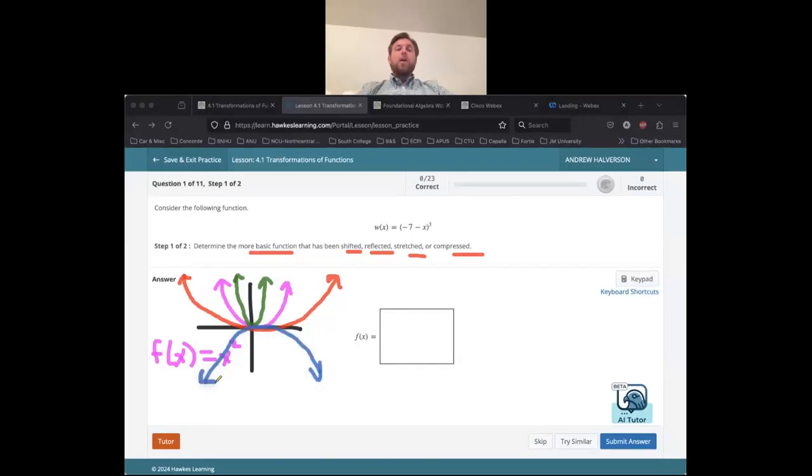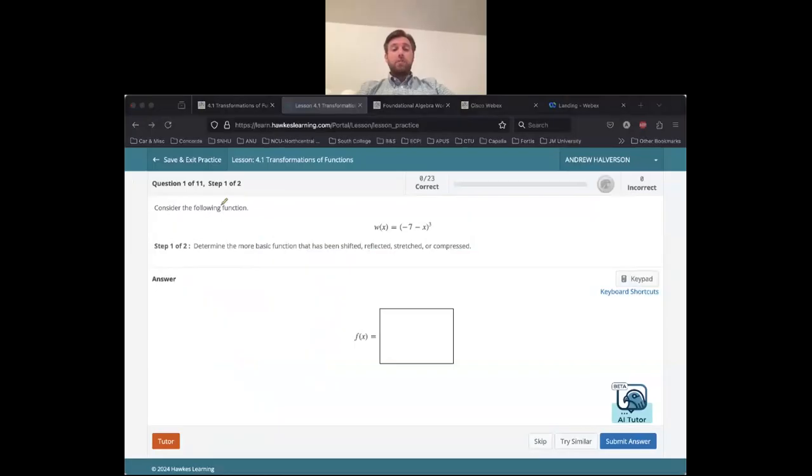But if you notice, all of the shapes have the same general U shape, okay? So the basic function is f of x equals x squared. That's what it's asking: what is the basic function? You don't have to write the function, you just have to identify what's the basic one. So here, what would the basic function be?